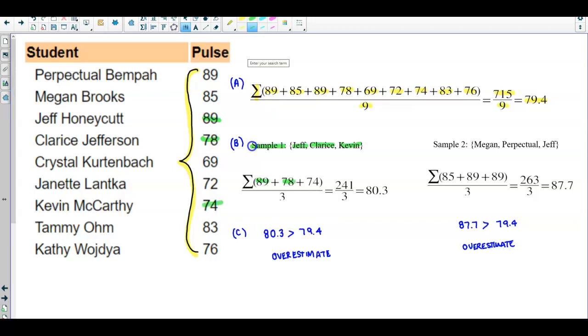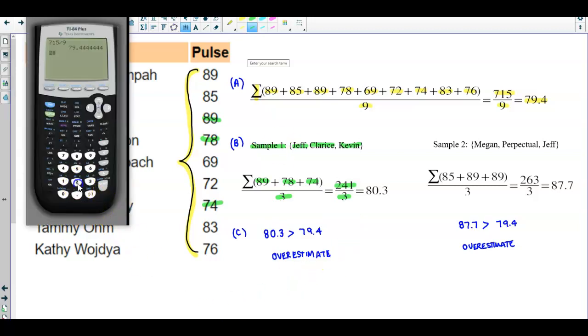and the value for Kevin is 74. So we're going to add those up, which is going to give us 241, and we're dividing it by 3 since that is the total in the sample. So if we take 241 and then divide that by 3, that gives us 80.3 rounded to one decimal place.